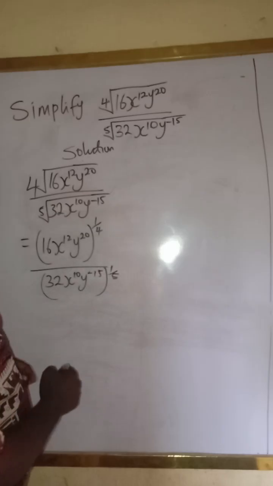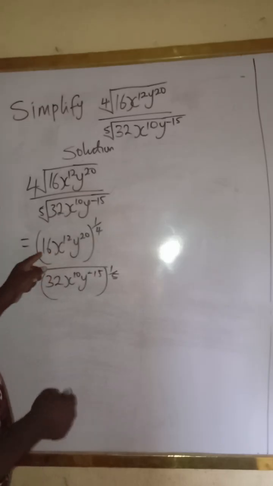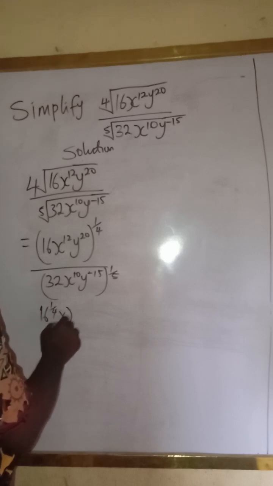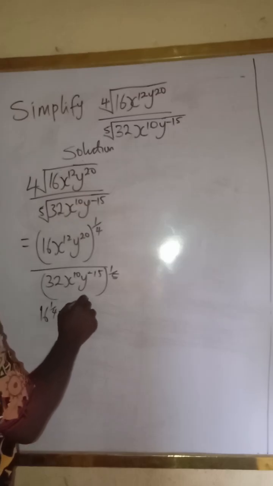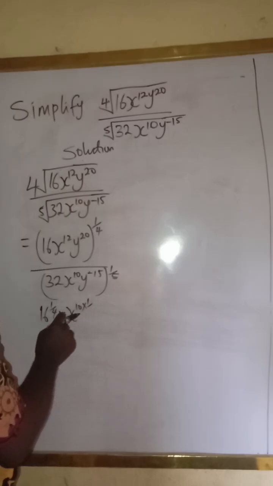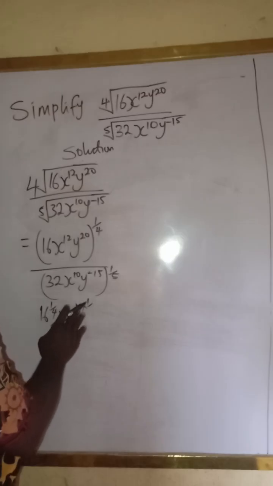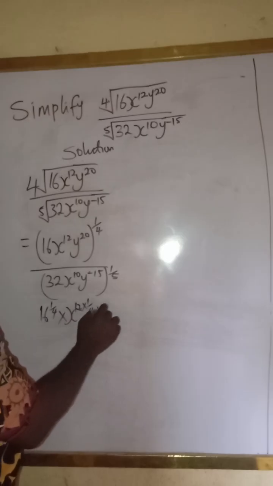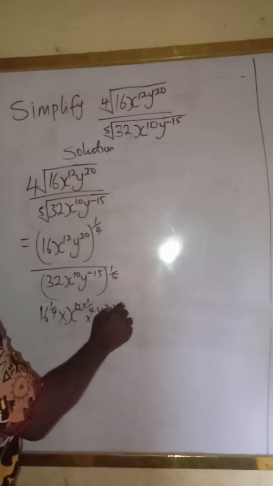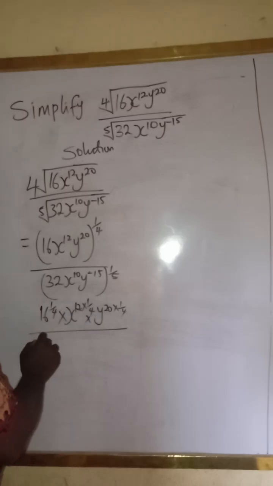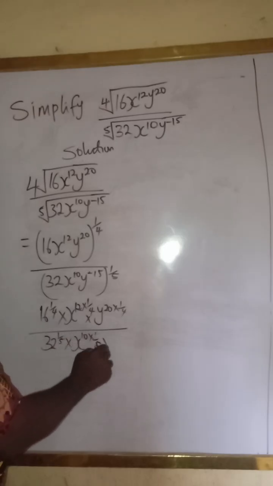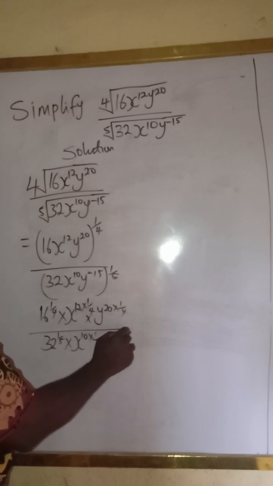Now, which we explain as 16 raised to power 1 over 4 multiplied by x raised to power 12 times 1 over 4 times y raised to power 20 times 1 over 4, all divided by 32 raised to power 1 over 5 multiplied by x raised to power 10 times 1 over 5 multiplied by y raised to power minus 15 times 1 over 5.